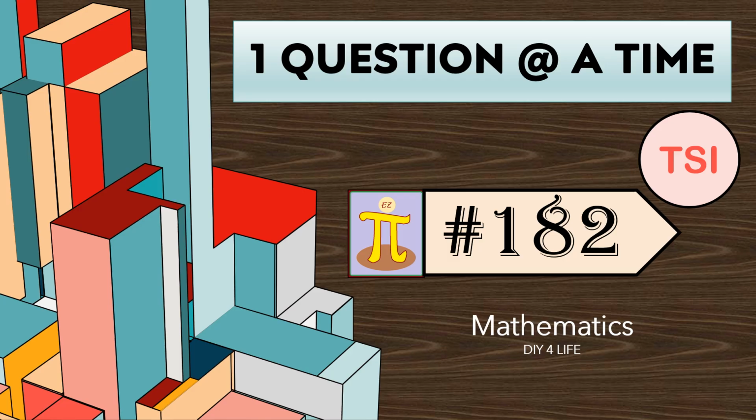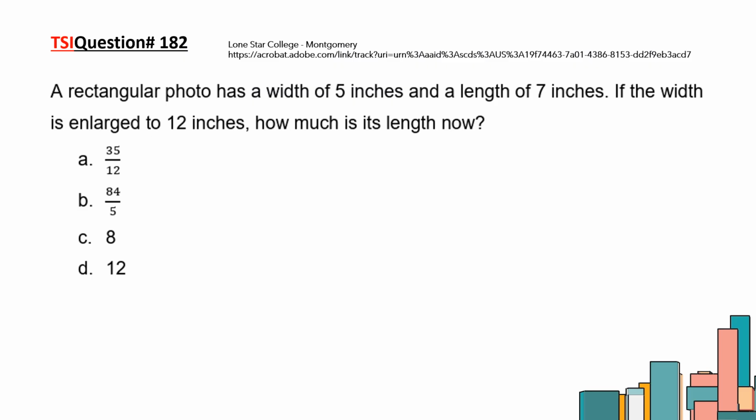Question number 182. A rectangular photo has a width of 5 inches and a length of 7 inches. If the width is enlarged to 12 inches, how much is its length now?